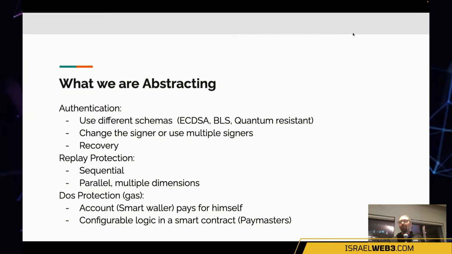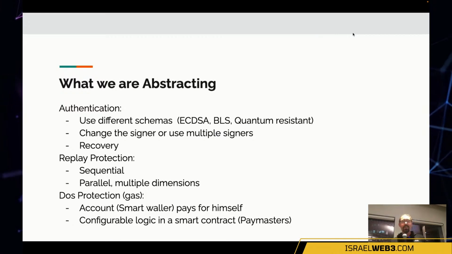So what are we trying to abstract here? Basically, what is account abstraction all about? It's about giving contracts much more logic. We can abstract the authentication, using different schemas. You can use BLS or quantum-resistant schemas. We can change the signer or use multiple signers, basically multisig. That's one example of it.